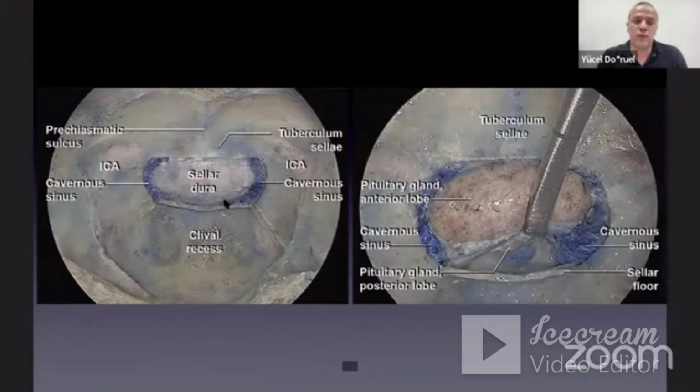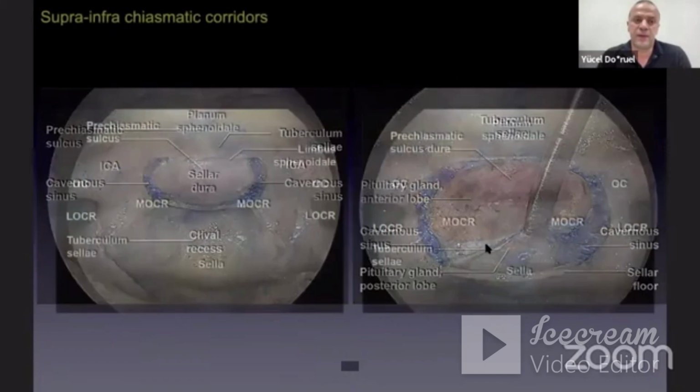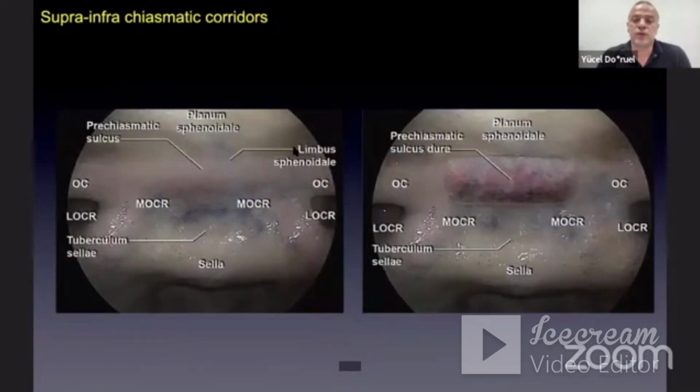And after we open the dura, here we can reach the pituitary gland, and we can manage the pathologies located there. Also, we can reach the posterior lobe of the pituitary gland. We can also use this corridor to reach the supra or infrachiasmatic corridors. We use this prechiasmatic sulcus.